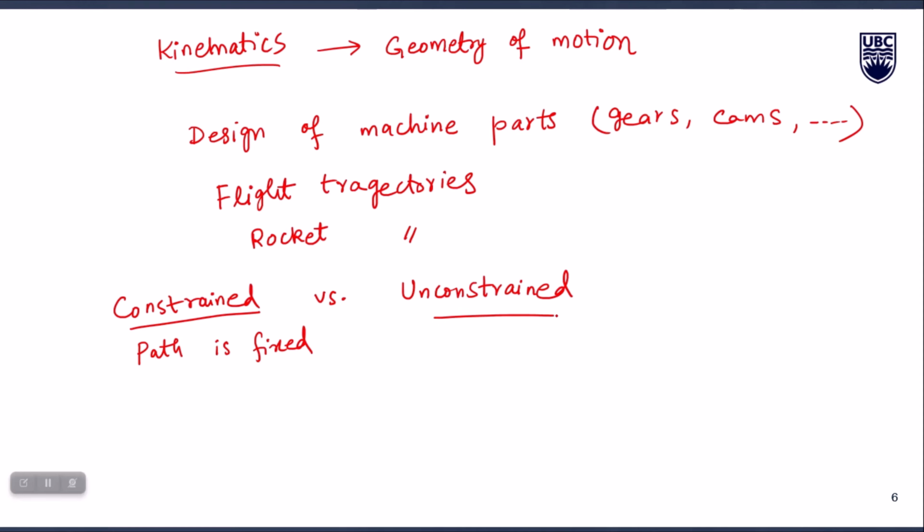Unconstrained means that the particle is free to move in any path, right? So if, for example, there is a point A in a particular frame of reference, and if there is only one path available to reach point B for a particle, then we can call that motion constrained motion. But if the particle is free to select any path to reach point B, then it will be unconstrained motion, right? So we should keep that classification also in mind.